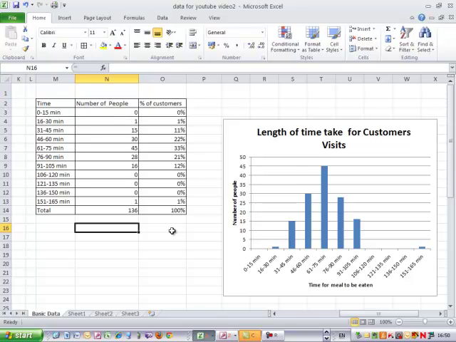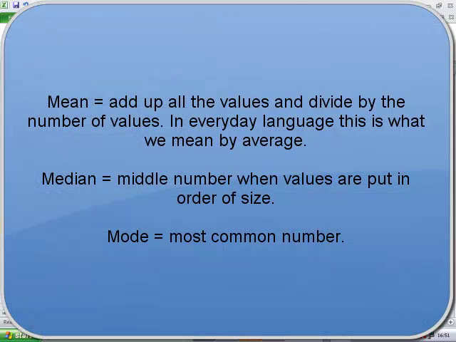There are three types of average. The mean is what we would commonly call the average. The mean is adding up all of the values and dividing by the number of values. The median is the middle number if we put all of the numbers in order of size. This is not going to be affected by particularly large or small values.